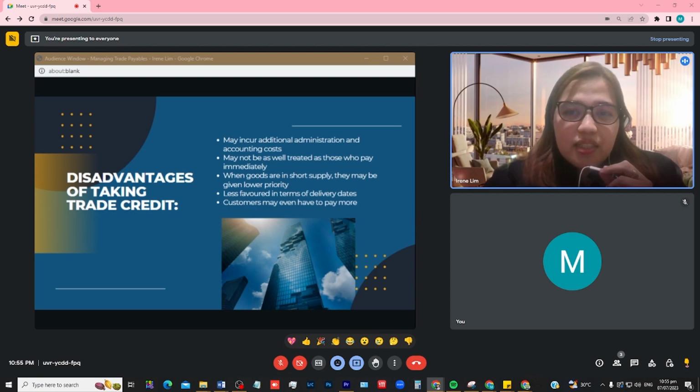First, it may incur additional administration and accounting costs. It may not be as well treated as those who pay immediately. So when goods are in short supply, they may be given lower priority. They are also less favored in terms of delivery dates. And customers may even have to pay more when credit is offered. In most industries, trade credit is the norm. As a result, these disadvantages do not normally apply unless the credit facilities are being abused.